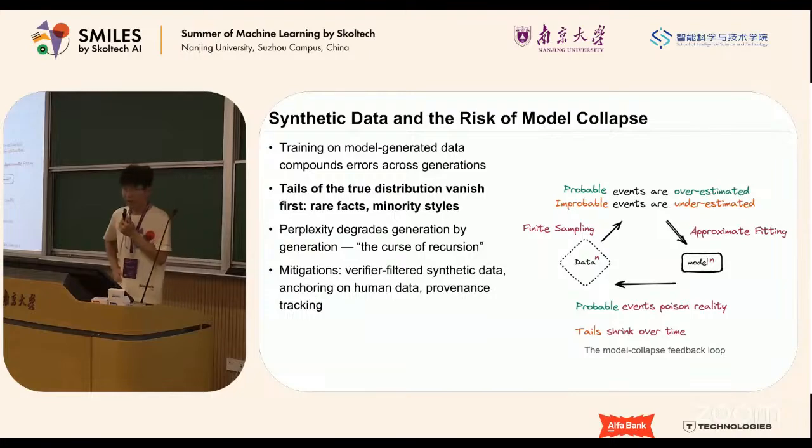However, relying heavily on synthetic data introduces the risk of model collapse, as shown in the loop paradigm diagram. When models are trained recursively on model-generated data, errors compound over generations, which can cause the tails of the true data distribution to vanish, leading to the loss of rare events and minority styles. Mitigating this requires careful filtering and anchoring synthetic data to high-quality human-level data.